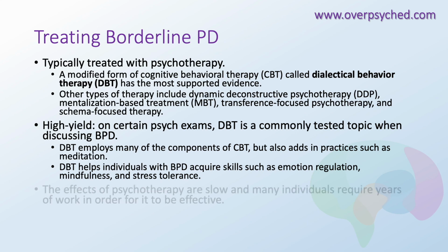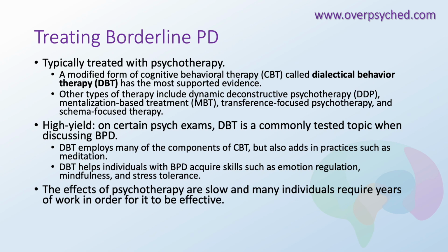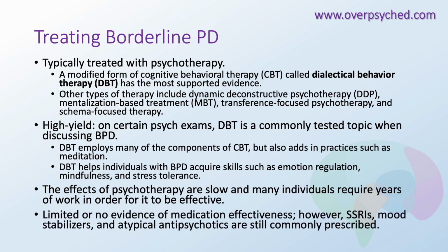Now, the effects of psychotherapy are slow, and many individuals require years of work in order for it to be effective. In regards to medications, there is limited or no evidence of medication effectiveness. However, some antidepressants such as SSRIs, as well as mood stabilizers and atypical antipsychotics, are still commonly prescribed. And of course, if there are any comorbidities with the borderline personality disorder, such as mood disorders or substance use disorders, the medications may be more effective.